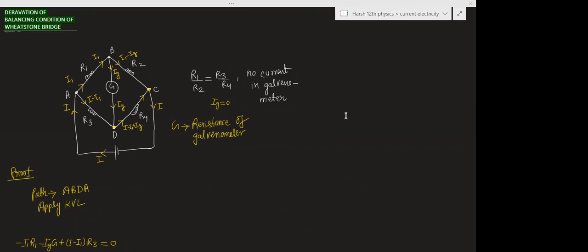We will have one topic, that is the meter bridge, in which we have to move the jockey over the metallic wire. Very good.